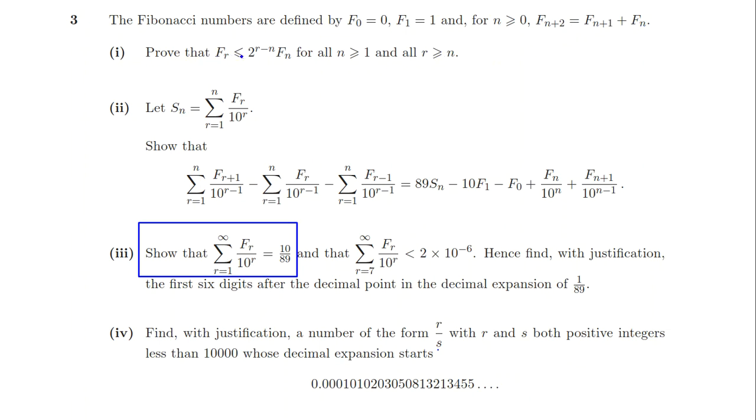It says prove that fr is less than or equal to 2 to the r minus n times fn for all n greater than or equal to 1 and all r greater than or equal to n. For this part, you can use induction. You can also prove it by telescoping product or telescoping rule. Again, the telescoping rule is so famous in many Olympiad problems: BMO, British Mathematical Olympiad, AMC. So let's solve it with the telescoping rule.